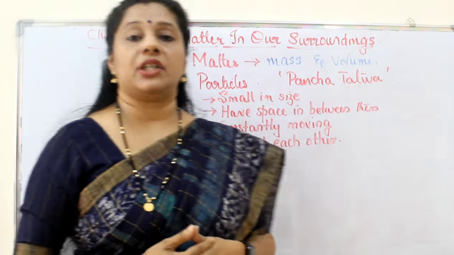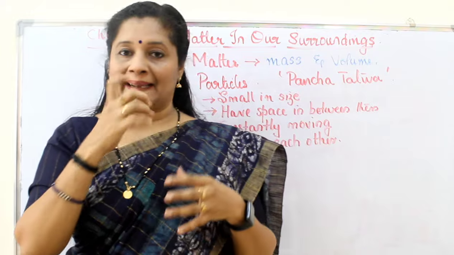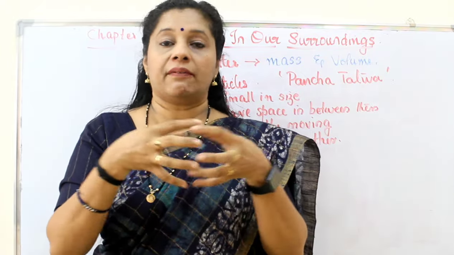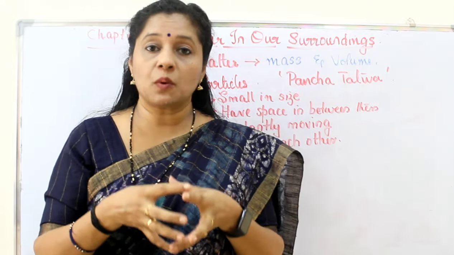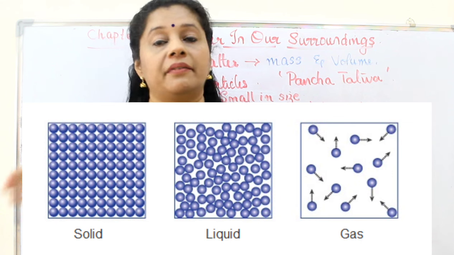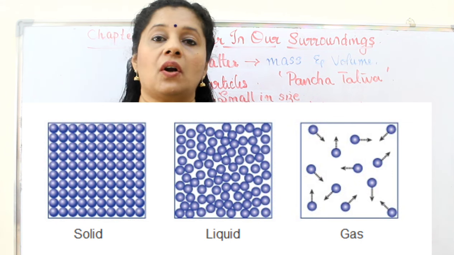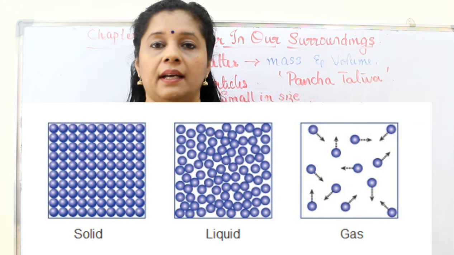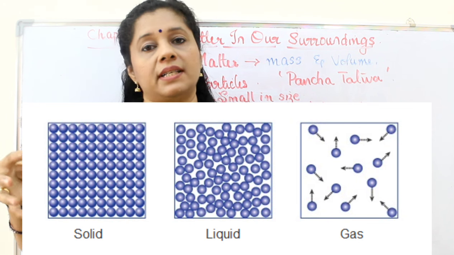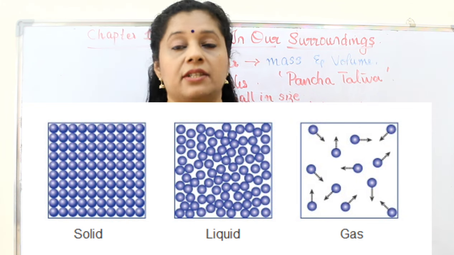And they attract each other. These particles, they attract each other. The force of attraction is there. But this force of attraction varies in different matter again. If it is solid, they are very close. That's why even in solids, different solids will have different kinds of attraction.